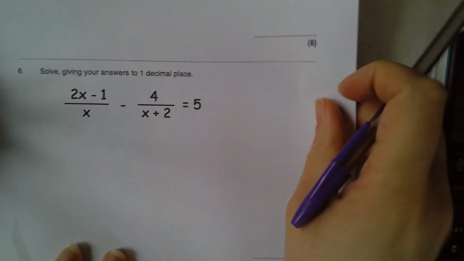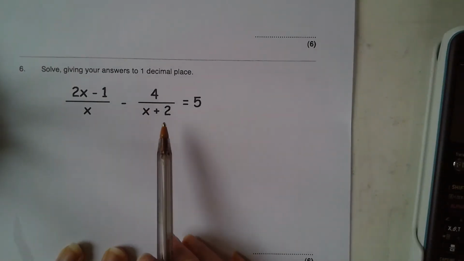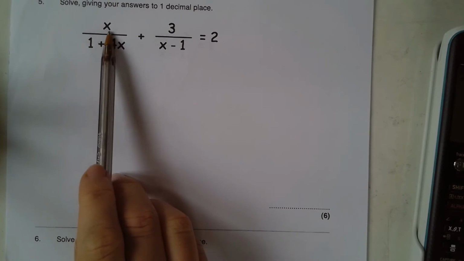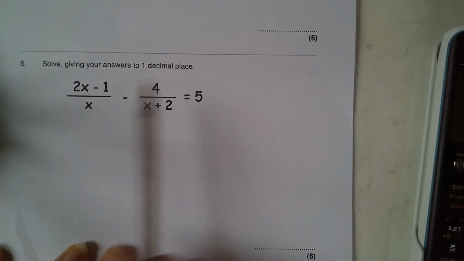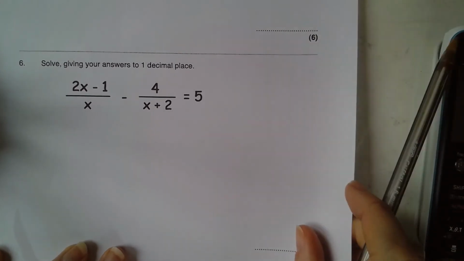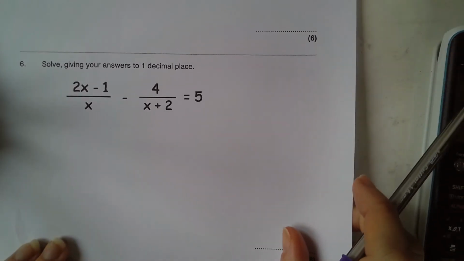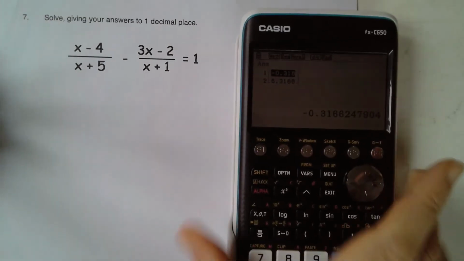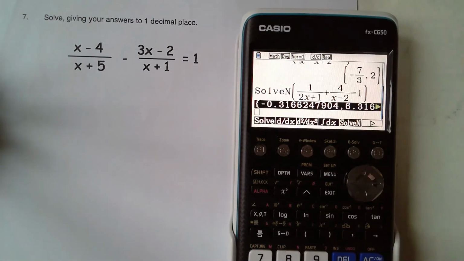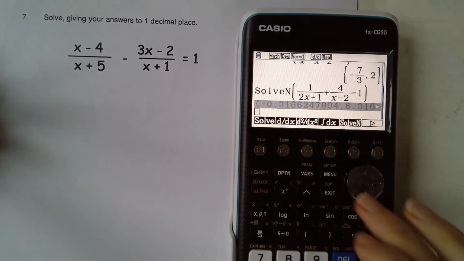Let's just check through the other questions. 1 decimal place again, 1 decimal place again. The difference here is we've got an x in the numerator, and here we've got an x in the numerator as well. The calculator copes with it in exactly the same way as entering the other ones. And then just lastly, just to show you that it can do that, I'll do question 7. So how do we come out of this? If you push the exit button, it takes you back to the normal calculator screen.